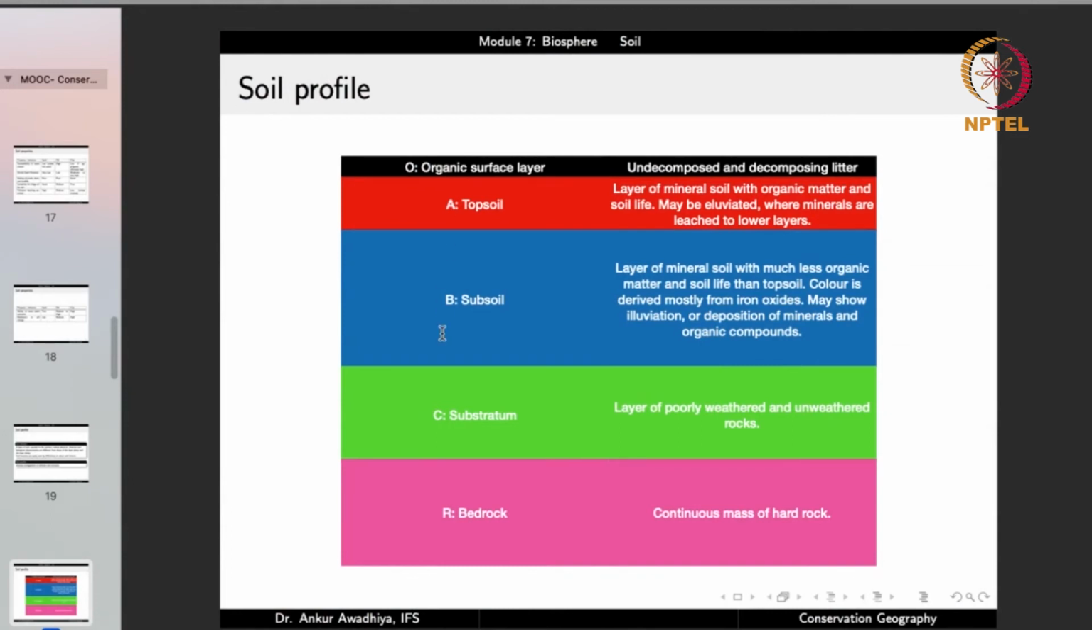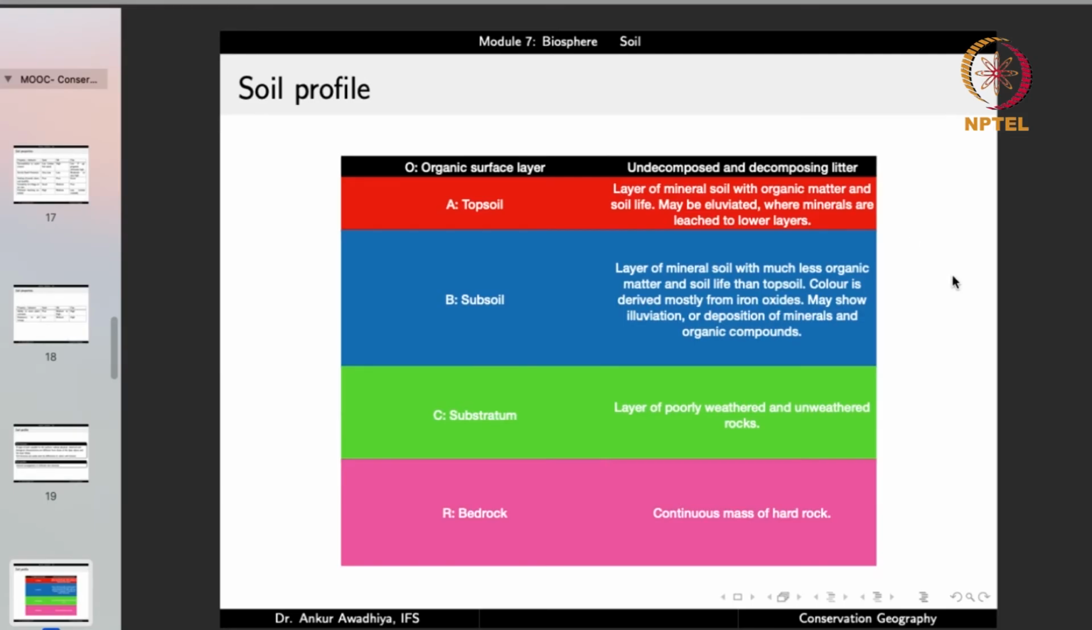After topsoil, we have the subsoil. It is a layer of mineral soil with much less organic matter and soil life than the topsoil. So on the top we have the organic surface layer, and any organic matter is moving from top to bottom. So here we will have the maximum amount of organic matter, and as we go down we will have less and less organic matter. In the case of subsoil, we have more minerals and less organic matter and soil life.